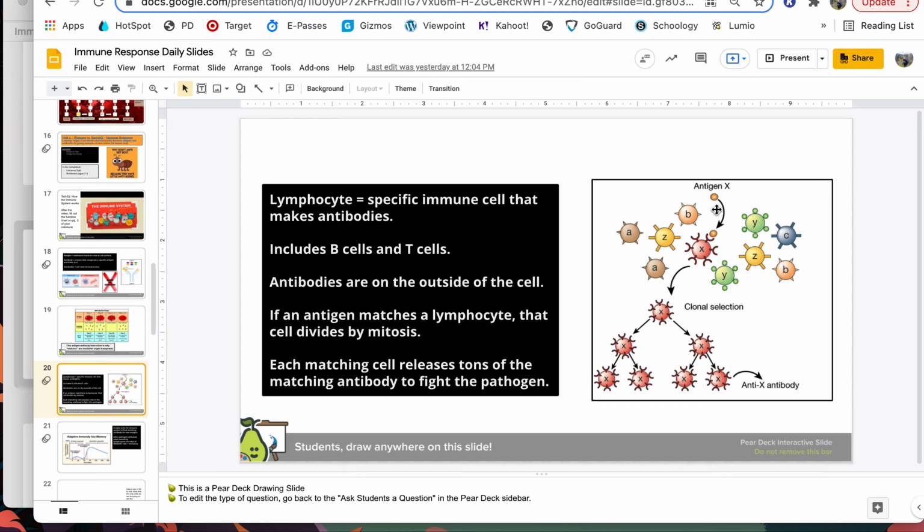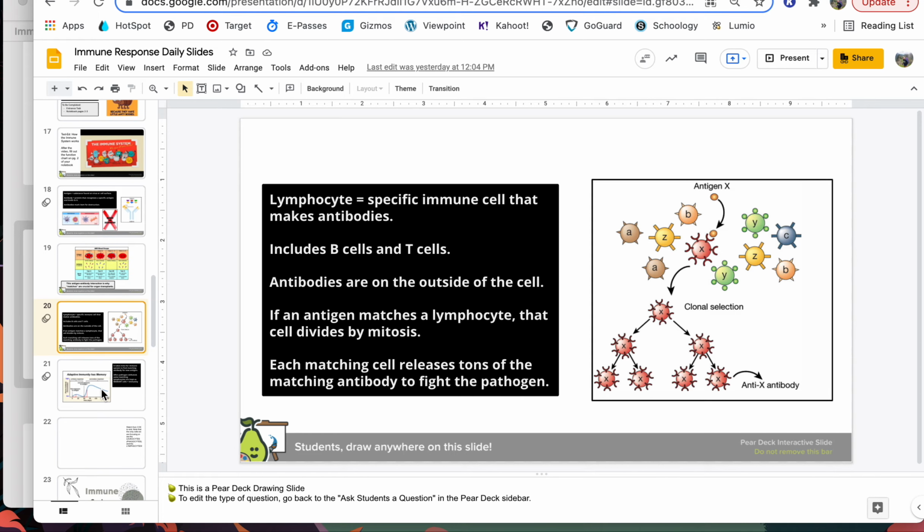When it lands and it matches here, that cell will divide. So all of these different ones are different lymphocytes, white blood cells. They have different antibodies. They're waiting, and whichever one matches quickly divides, and so you get a bunch of those defenders. And now they can go out, assuming that there's more of this bad guy, antigen X. These will go out and find them.